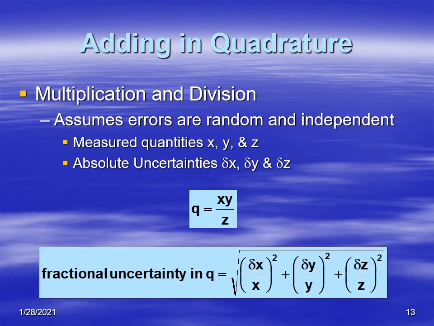Likewise, when you are multiplying and dividing numbers that have uncertainties, each one has uncertainty. In this case, you have x, y, and z. Multiply x times y and divide by z gives you q. The uncertainty in q would be the fractional uncertainties of each of those measurements, dx over x, dy over y, and dz over z. Square those, and then add those up, and then take the square root.